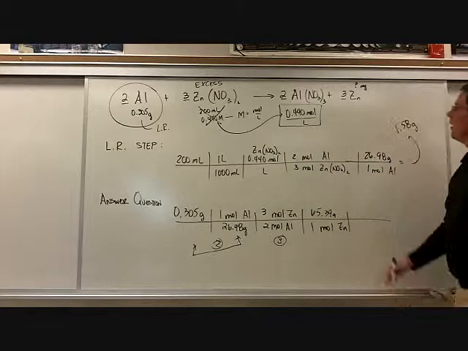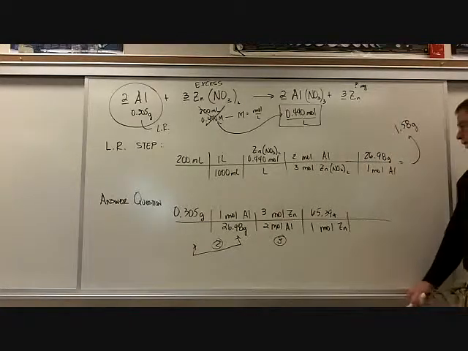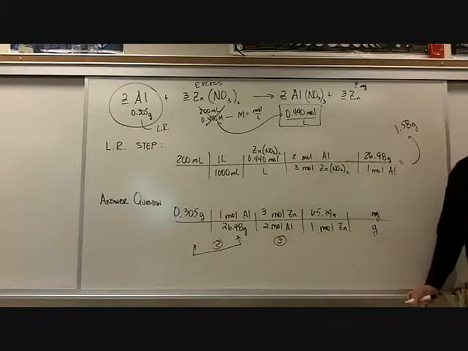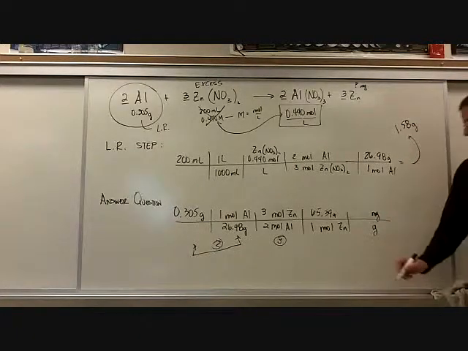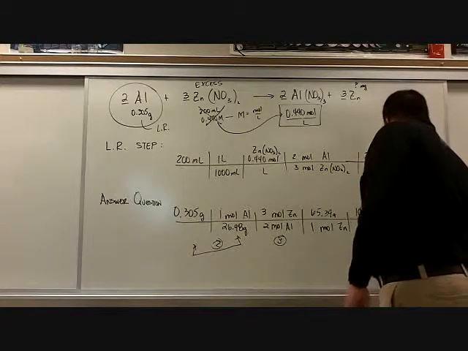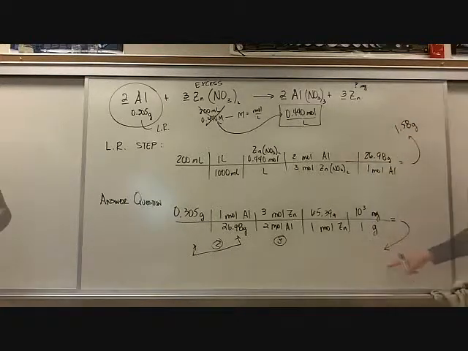And what unit does it want it in? Milligrams. So grams go down here, milligrams on top. Which one's bigger? Grams. How many milligrams in a gram? 10 to the third, or 1,000. And that's our answer. It was 1,109. Yeah. Okay.